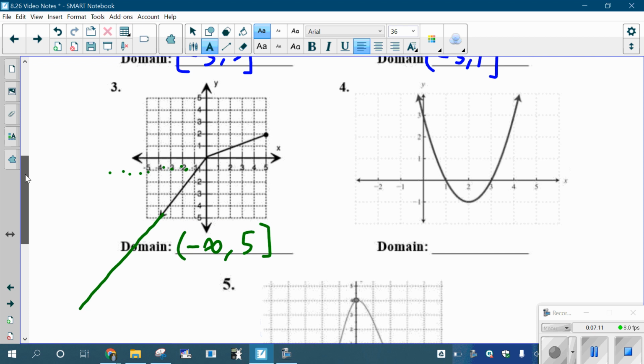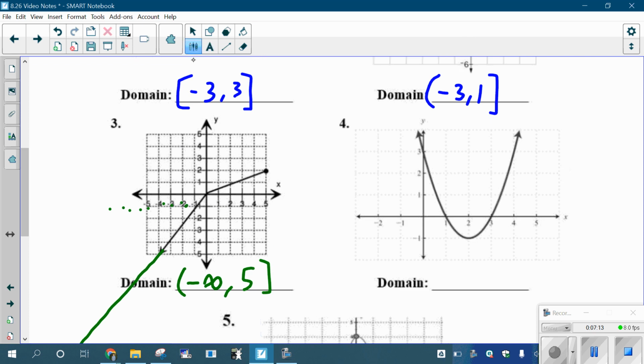This one? Oh, double arrow. So it goes all the way left and all the way right. How far left? All the way left. How far right? All the way right. Can you touch negative infinity? Nope. Can you touch infinity? Nope.